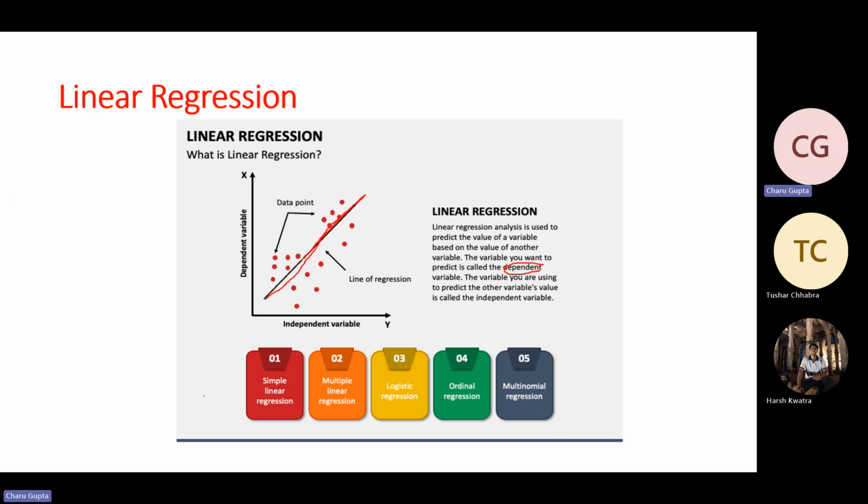This red line, we try to draw. This line is called the line of regression. On this basis, we can predict the next outcome, the Y outcome. So here we have linear regression, multiple linear regression, and then logistic regression, ordinal as well as multinomial. In this course, we will be studying linear regression and logistic regression.